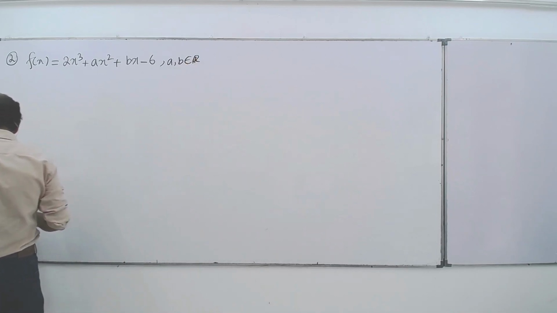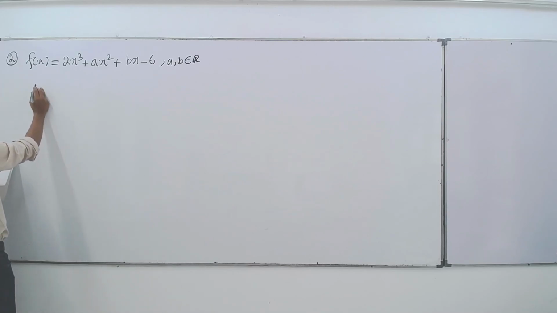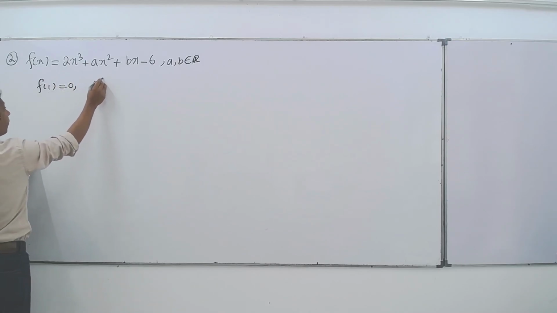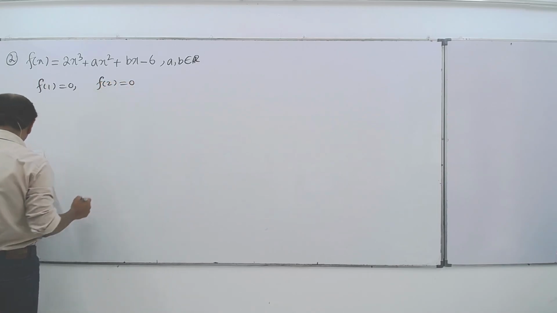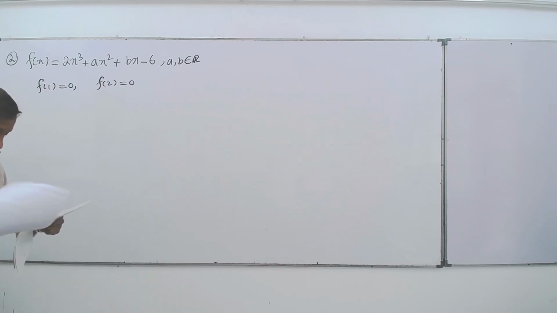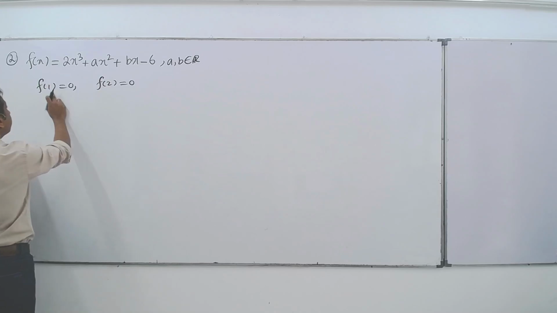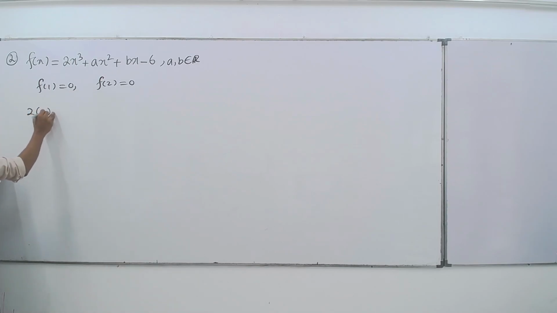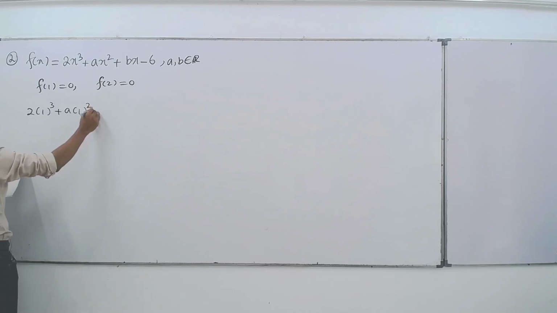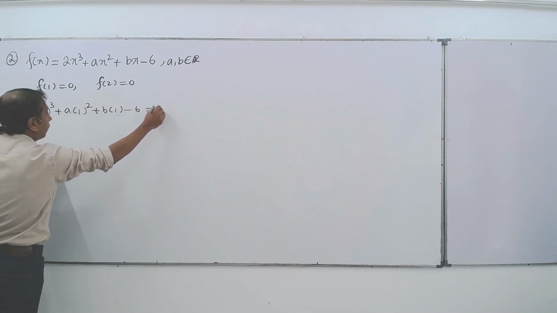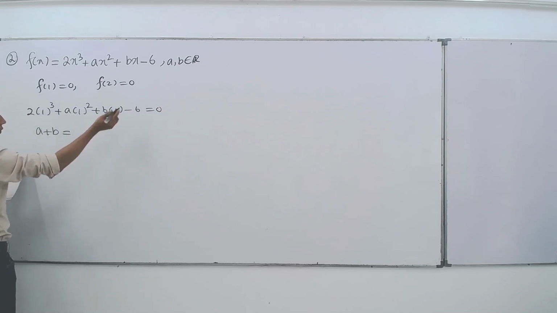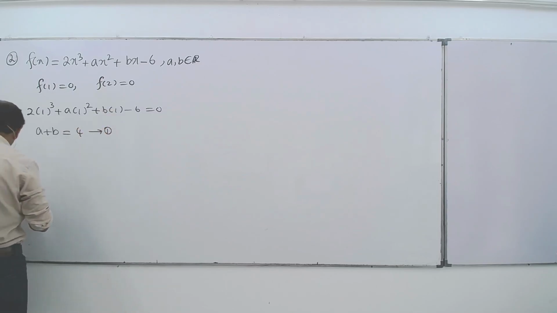x minus 1 and x minus 2 are factors of f(x). x minus 1 is a factor of f(x) means f(1) equals 0. x minus 2 is a factor means f(2) equals 0. Show that a equals minus 9, b equals 13. f(1) means put x equals 1, then this should be equal to 0. 2 times 1 cubed plus a times 1 squared plus b times 1 minus 6 equals 0. Here a, here b, here 2, here minus 6, minus 4; take to the right hand side, plus 4.